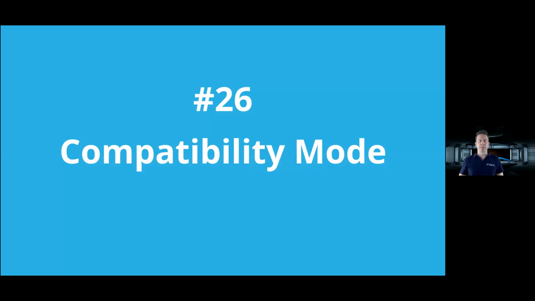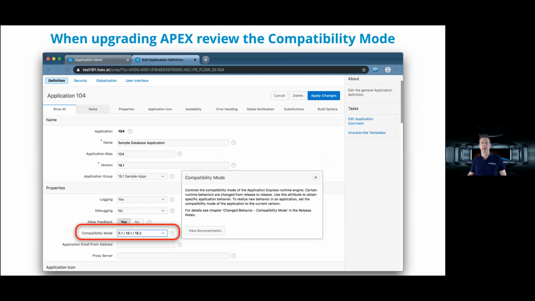Yep, blah, blah. Compatibility modes. One thing you need to be aware of when upgrading your Apex installation: let's say you upgrade from 5.1 to 19.2. You need to go into your app and change that compatibility mode. But before doing that, go to the release notes and read up on changed behavior. Because once you switch that mode to 19.2, your app might not work as before anymore, depending on what's been changed. But the documentation on that is really good. Just consult the release notes.